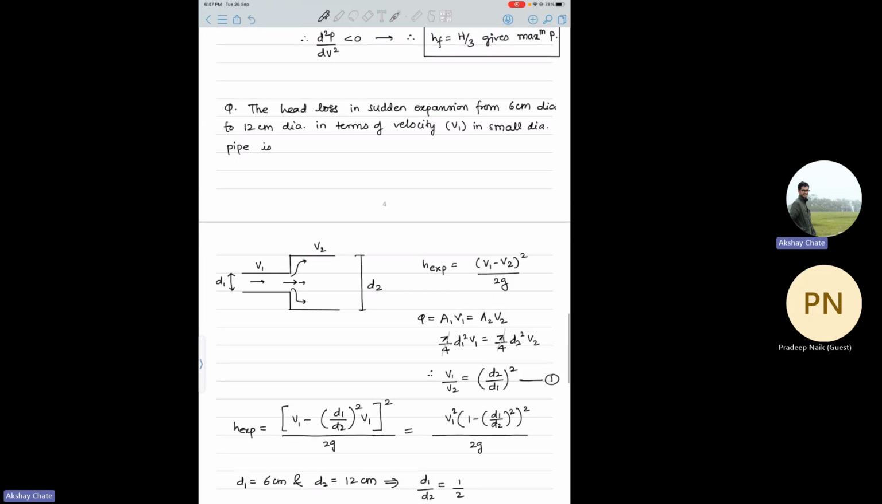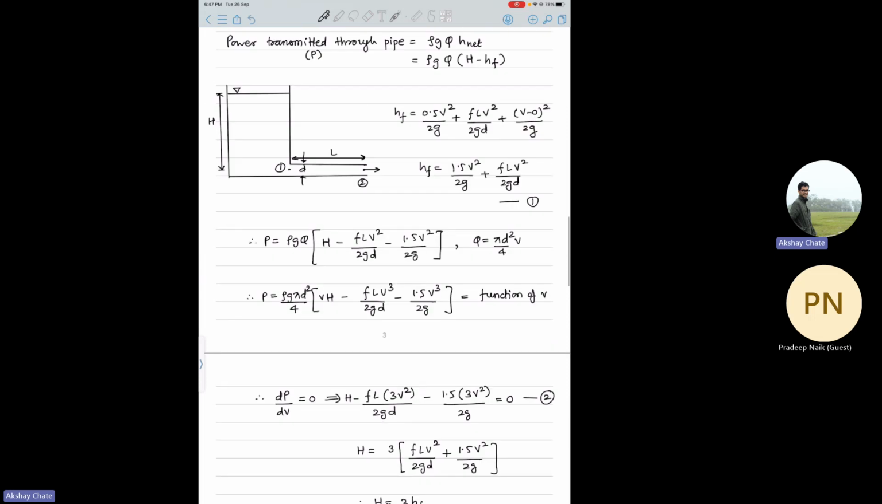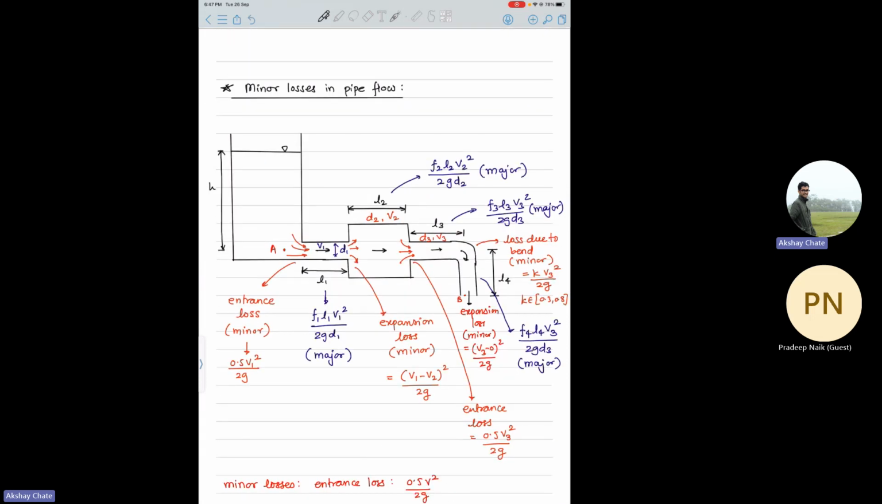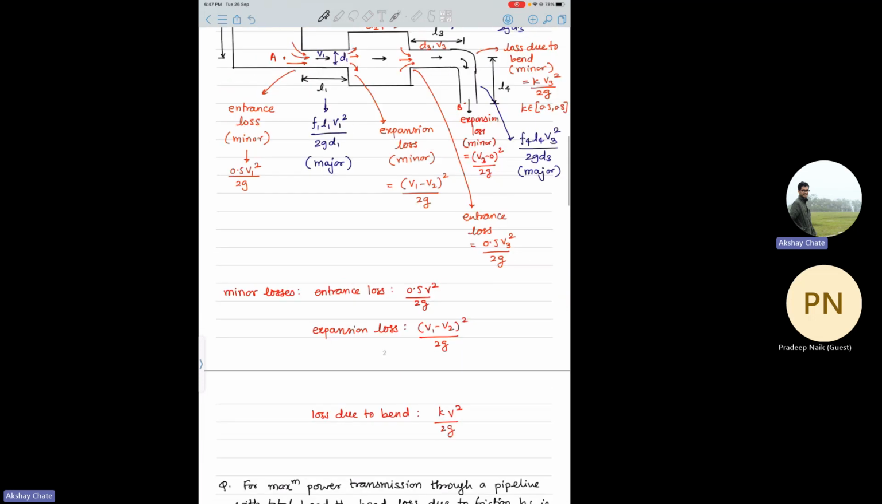If you want to solve objective questions, they will typically be of this type, or they will give you a complicated geometry like this. What happens is, typically these are your minor losses, right? So your total frictional loss will be the major frictional loss, which comes from the f l v square by 2 g d term, and then there will be some minor losses, which are the expansion, entrance, and loss due to bends. So okay, you calculated that.